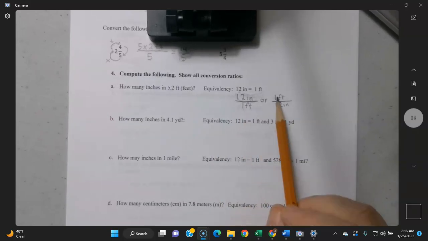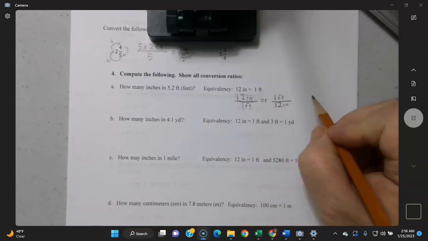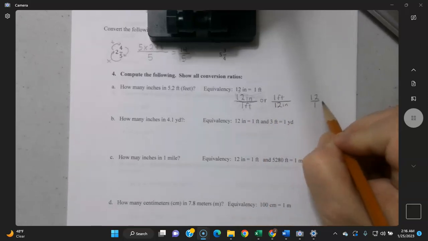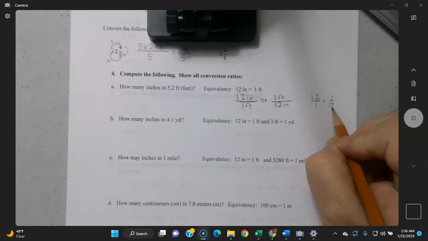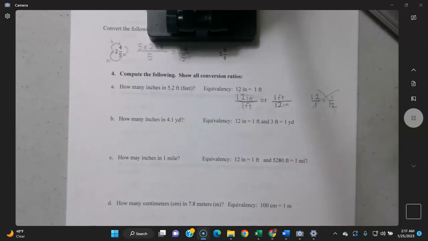You can say this over this or this over this. In other words, you can't just simply say that 12 over 1 equals 1 over 12. We know that's not true. But as long as you have units attached to it, you can do that.